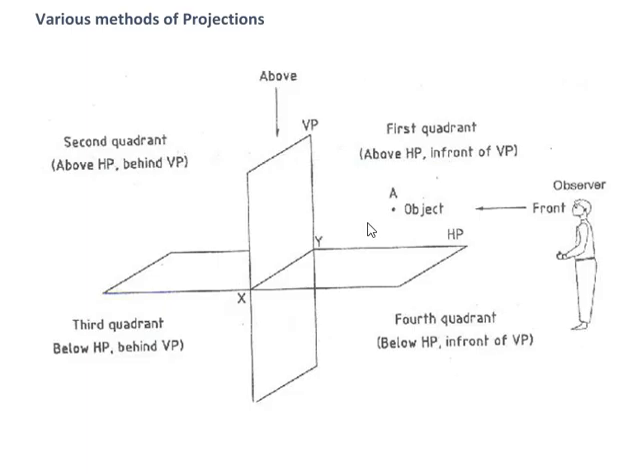The second difference is that in the first angle projection method, between the observer and the plane there is the object. But in the third angle projection method, between the observer and the object there is the plane. This is another difference.